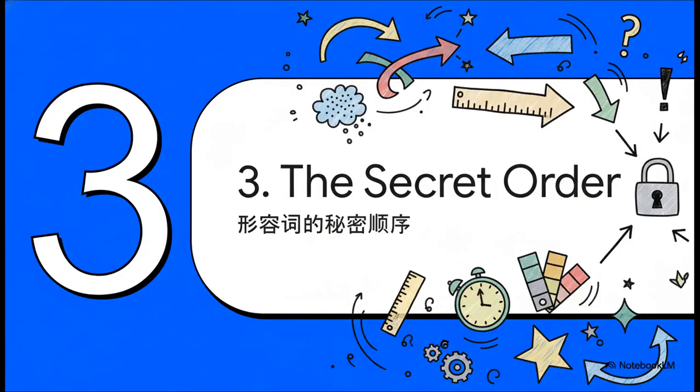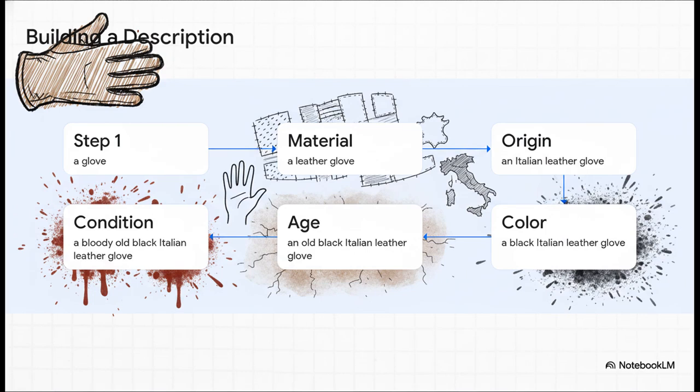All right, now for the part that trips up almost everyone, adjective order. When you have a whole string of adjectives, how do you arrange them? Believe it or not, it is not random. There is a secret, intuitive logic at play, and we're about to unlock it together. Let's go back to our glove and build its description, layer by layer.